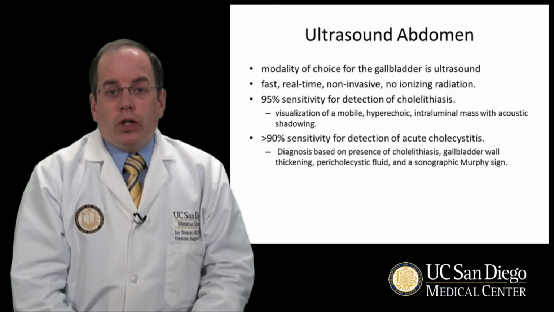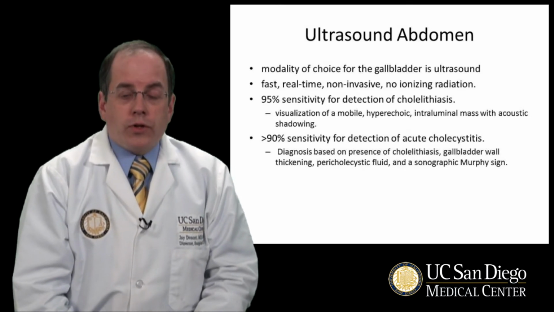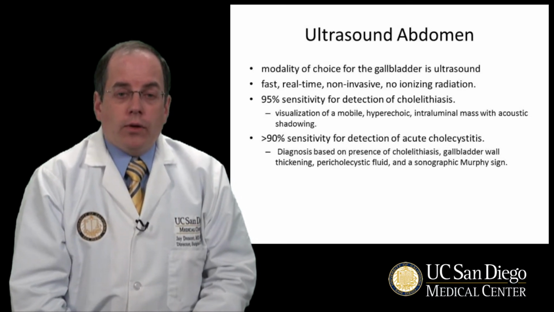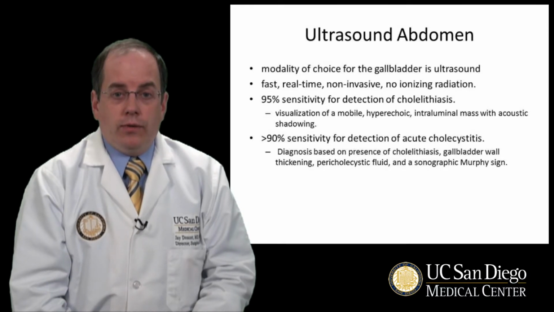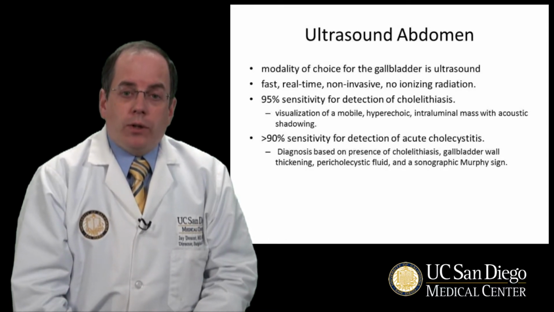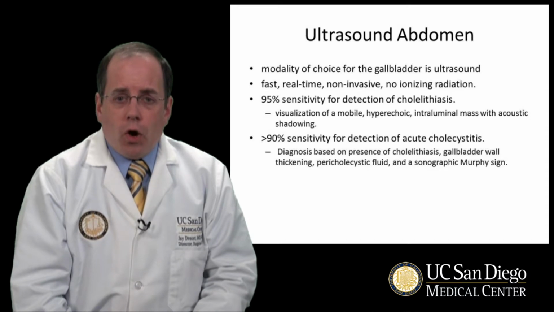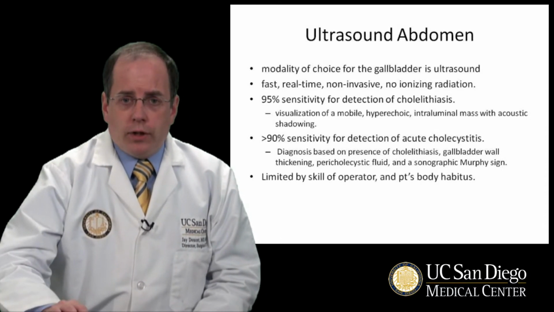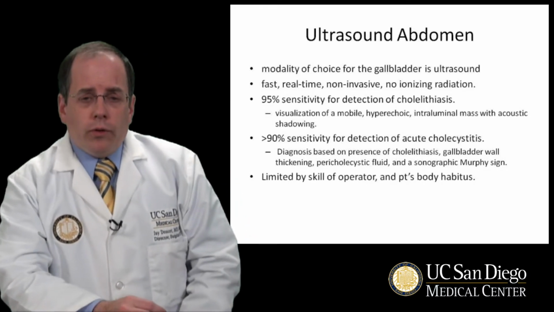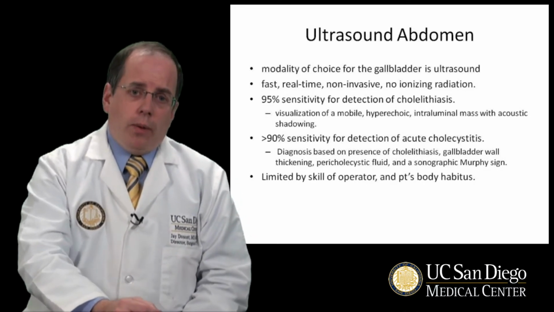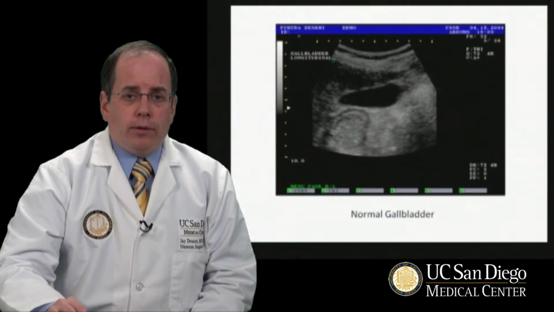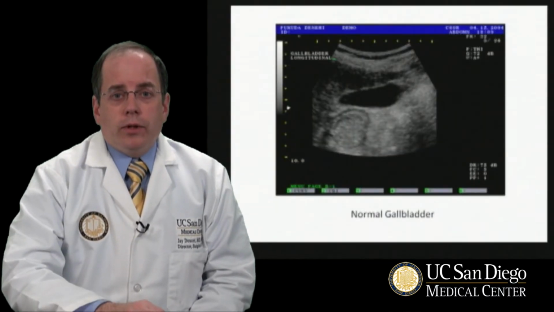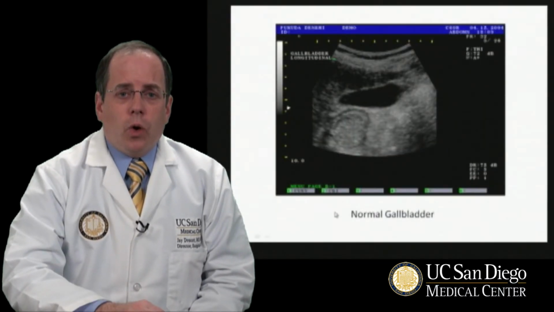For the detection of acute cholecystitis, ultrasound of the abdomen and of the gallbladder has greater than 90% sensitivity. And the diagnosis is based on the presence of cholelithiasis, gallbladder wall thickening, pericholecystic fluid, and a sonographic Murphy sign. The ability to detect cholecystitis is limited by the skill of the operator and, of course, by the patient's body habitus. Here's an example of a still from an ultrasound looking at a normal gallbladder.